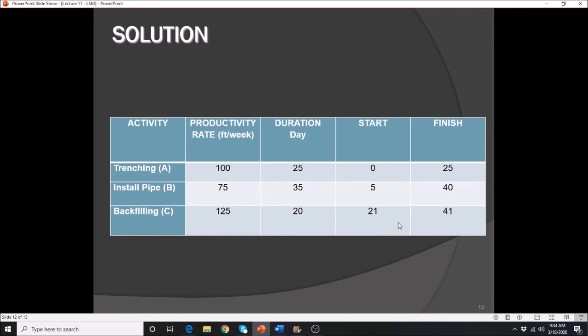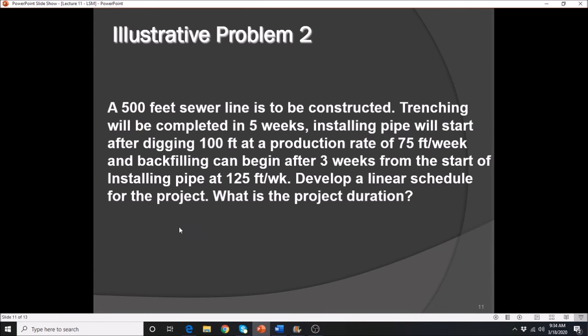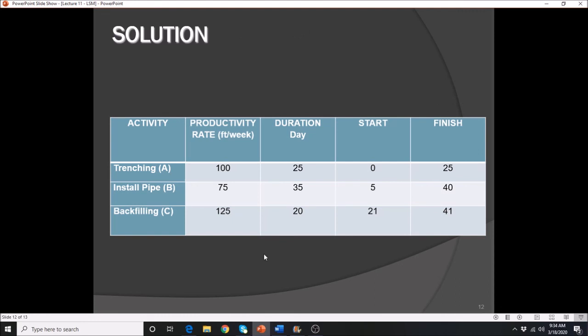But wait, we need to also look at the conditions of the problem. It says here that we need to begin the backfilling after the start of the installed pipe. So how many days will that be? That is 3 times 5 days working, that is 15 days. Well, the buffer and the one that's given by the problem have the same number of days, which is again 15. So 5 plus 15, it should begin on the 20th day.